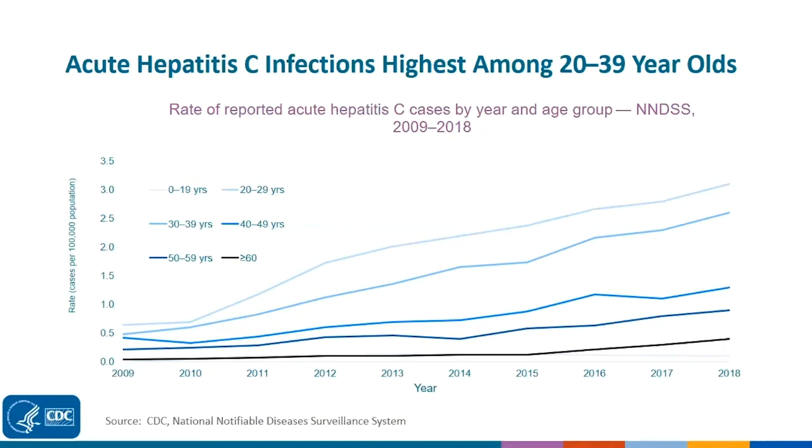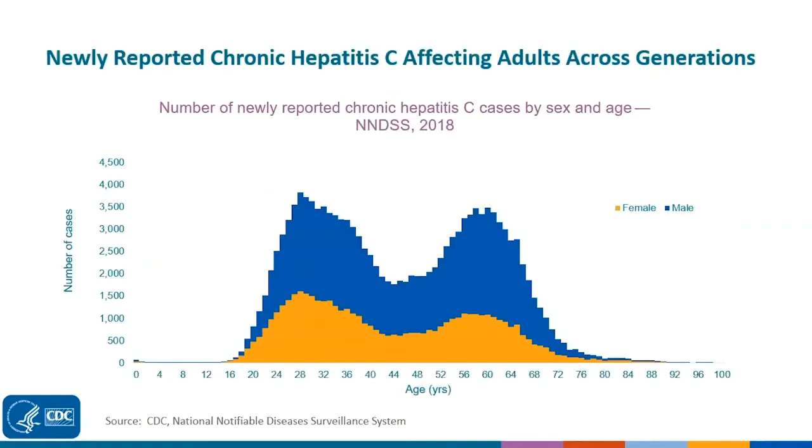Next. The data presented here was released in a Hepatitis C Vital Signs published in April of this year, alongside the release of the updated Hepatitis C testing recommendations. The y-axis indicates the number of newly reported chronic Hepatitis C infections in the US in 2018, stratified by gender, yellow for females, blue for males, with the x-axis representing the person's age in years at the time of diagnosis. This slide illustrates that multiple generations are now heavily impacted by chronic hepatitis C. It also highlights that both men and women are being impacted.